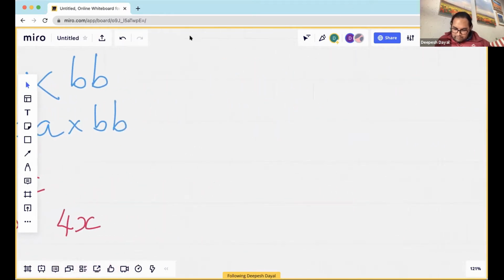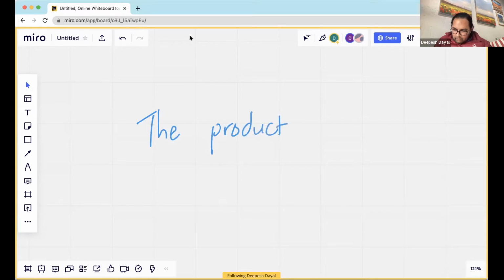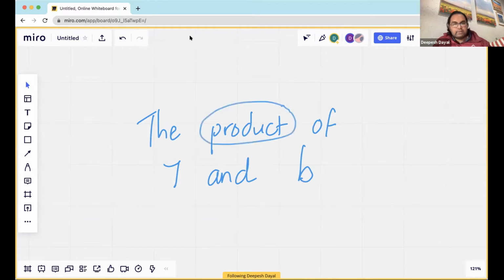Let's have a look at another one. What is the product of 7 and B? Anybody have an answer for me? What is the product? Sir, it's 7B, or 7 times B.